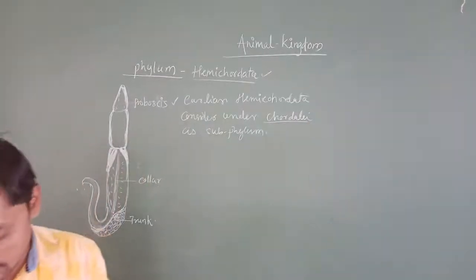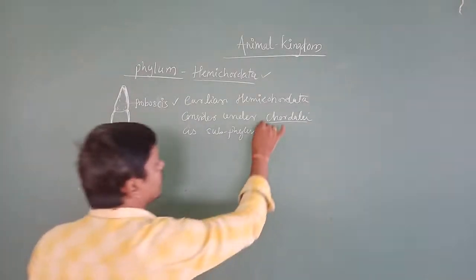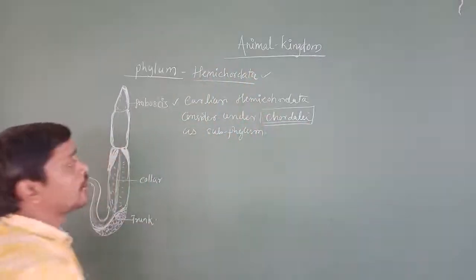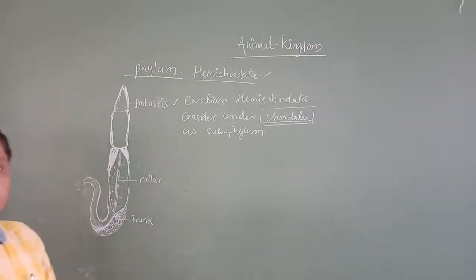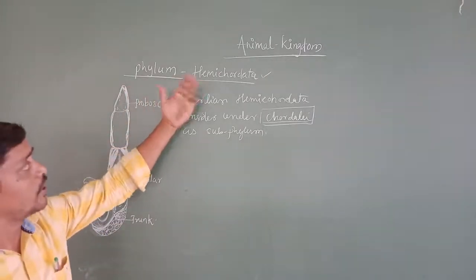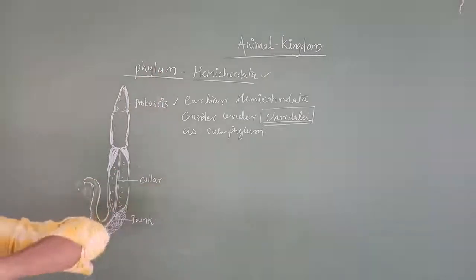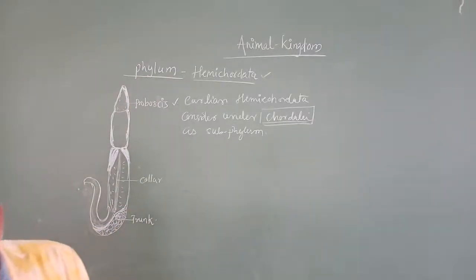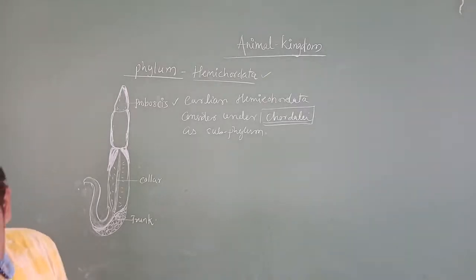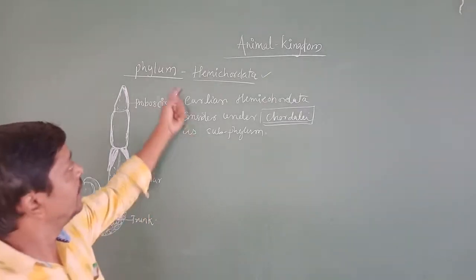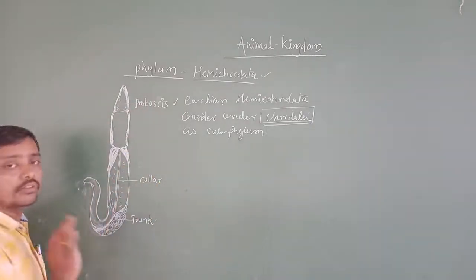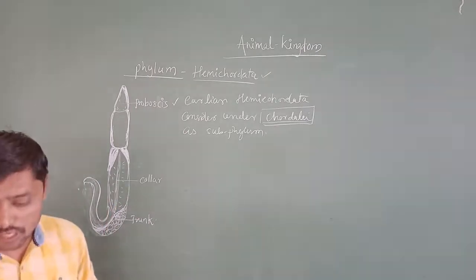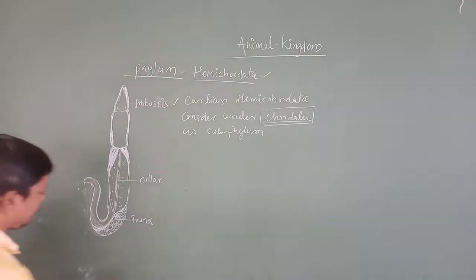In the Chordata phylum, Hemichordata was considered a subphylum earlier, but nowadays the hemichordates are put in a separate phylum. Understood? These hemichordates have a rudimentary structure in the collar region, which we call the collar region here. I have drawn one diagram here. That is the example of Balanoglossus.